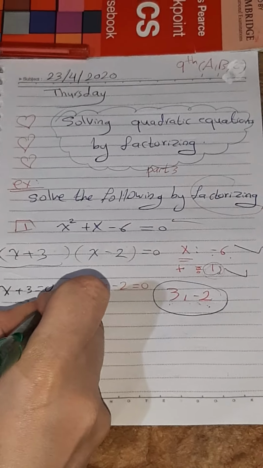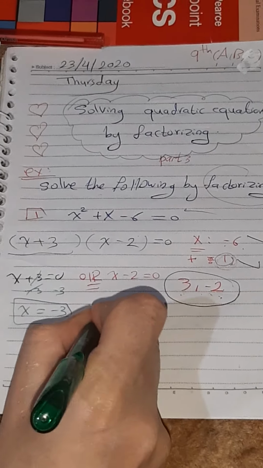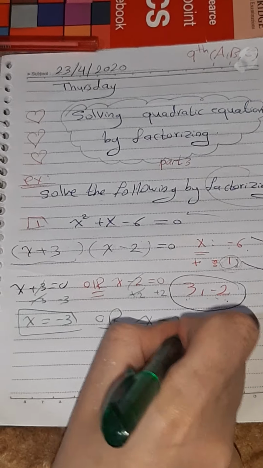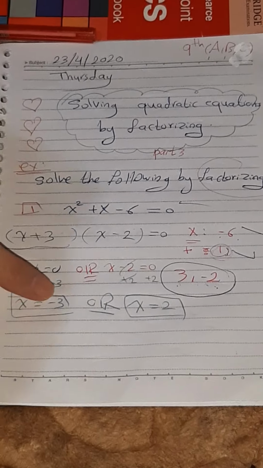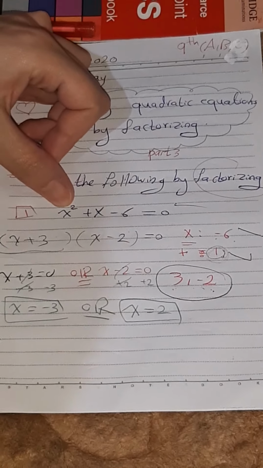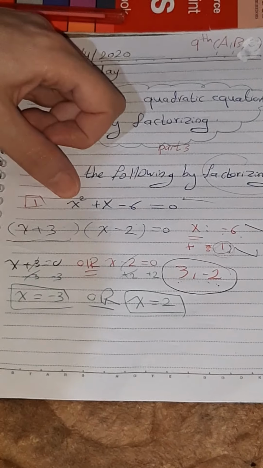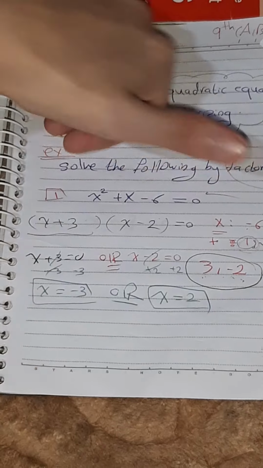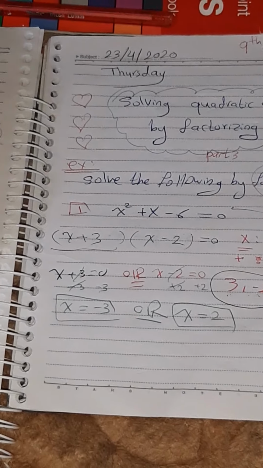Minus 3 and minus 3 cancelled. x equals 0 minus 3, which is -3, or plus 2 and plus 2 cancelled, x equals 2. So here there are two solutions for x. x could be -3 or x could be 2. And if you substitute x by -3, -3 squared plus -3 minus 6 equals 0. Or if you substitute x by 2, 2 squared plus 2 minus 6 equals 0. This is the meaning of the solution of the quadratic equation.